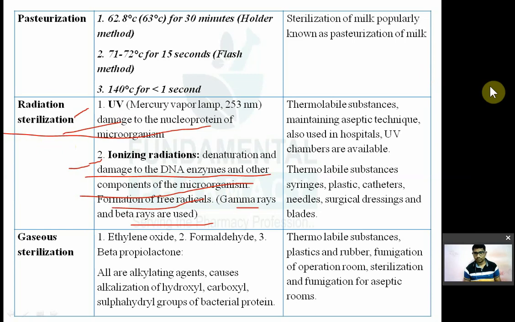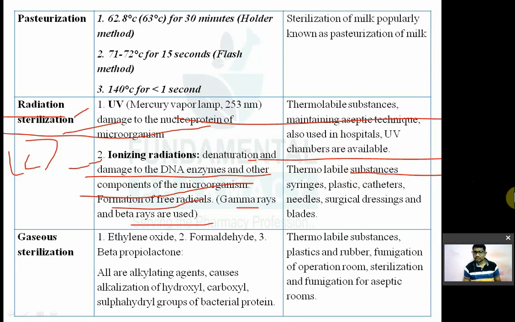Now this radiation method for sterilization is also known as cold sterilization. Remember, radiation sterilization is also known as cold sterilization. That is used for thermolabile substances, to maintain aseptic technique, also used in the hospital. UV chambers are available, you might have seen UV chambers. Again, thermolabile substances like plastic, syringes, catheters, needles, surgical dressing, and blades.